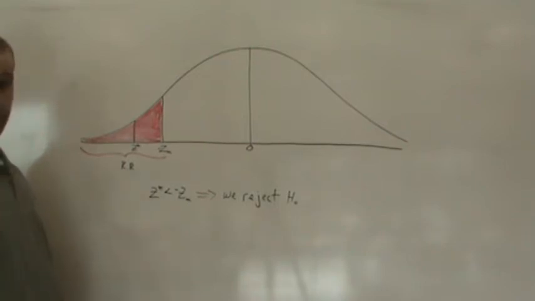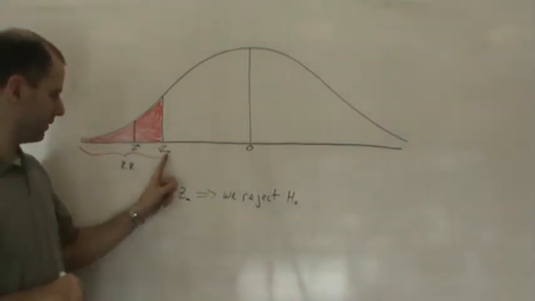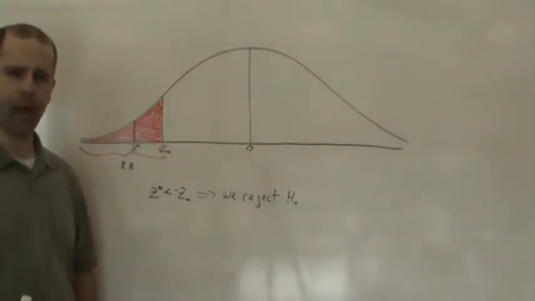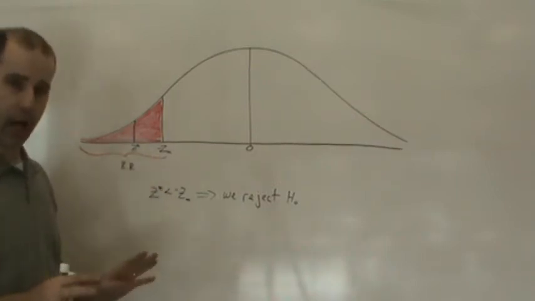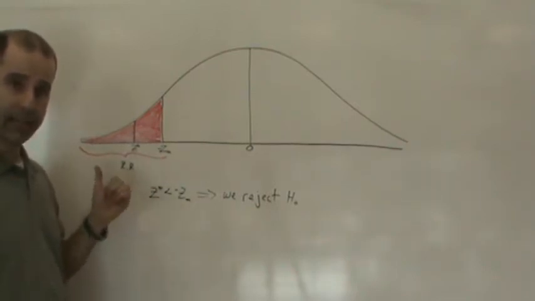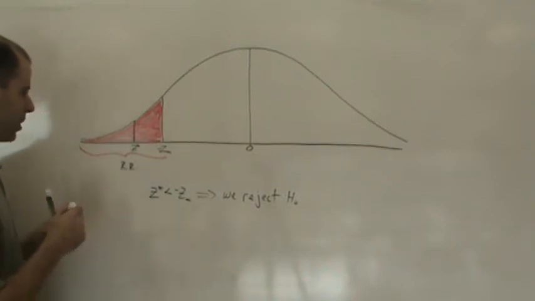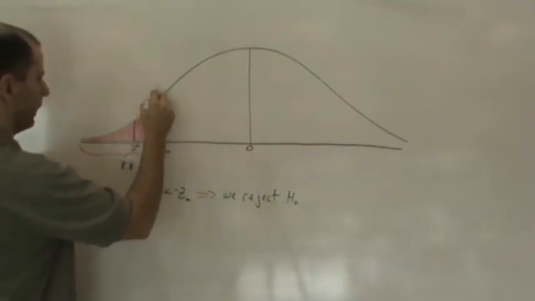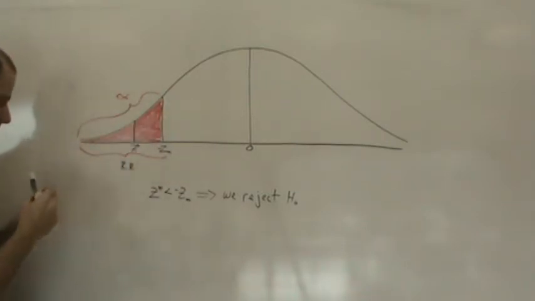So now, what about the p-value method? Well, remember, what is the p-value method? Let's think about that. How did we get this critical value? We used alpha, right? What is alpha? Remember, this is a left tail test, so alpha is the area in the left tail. It's the area in the rejection region. So this area here is alpha.